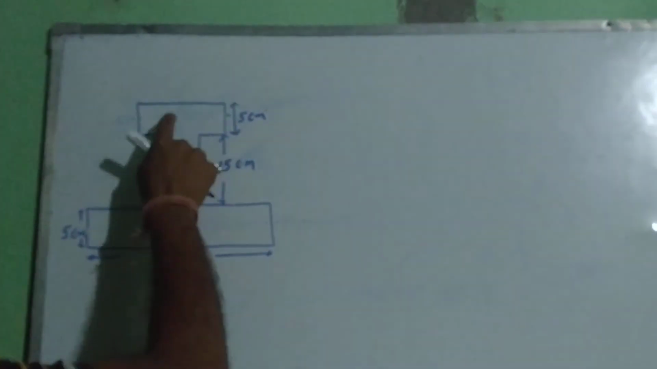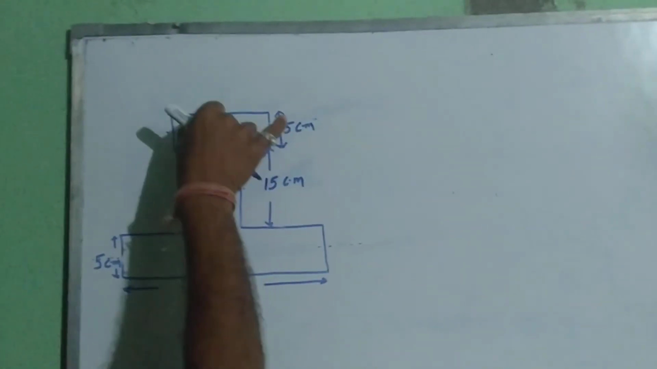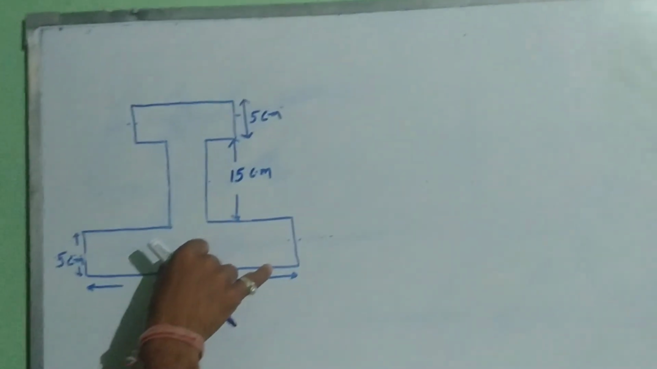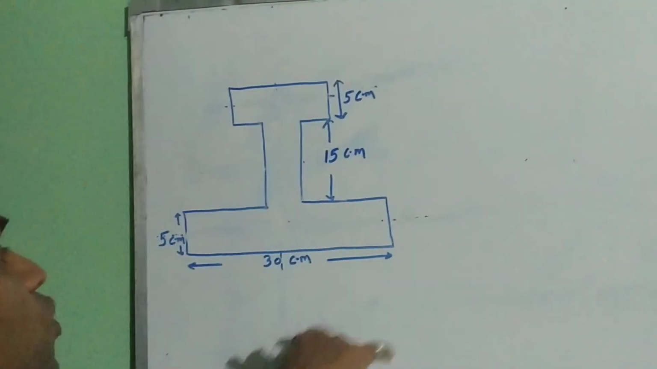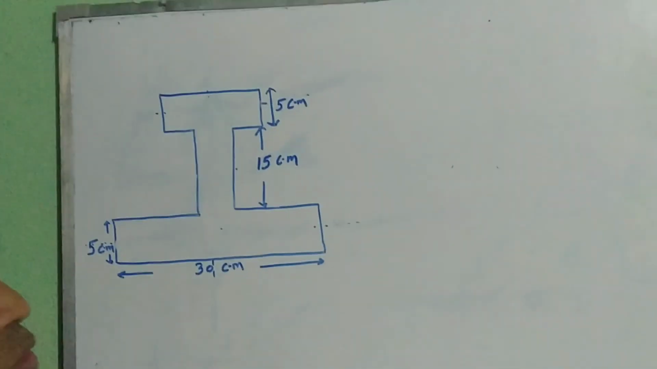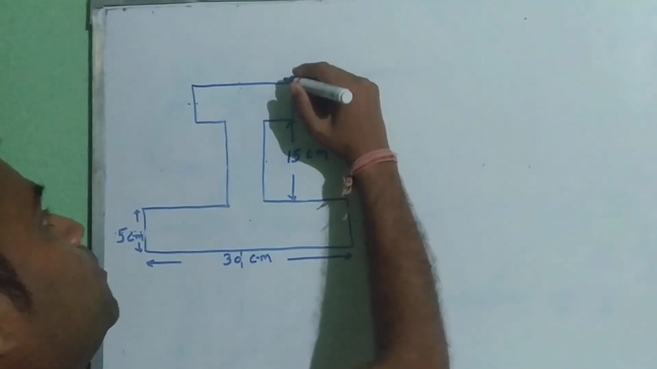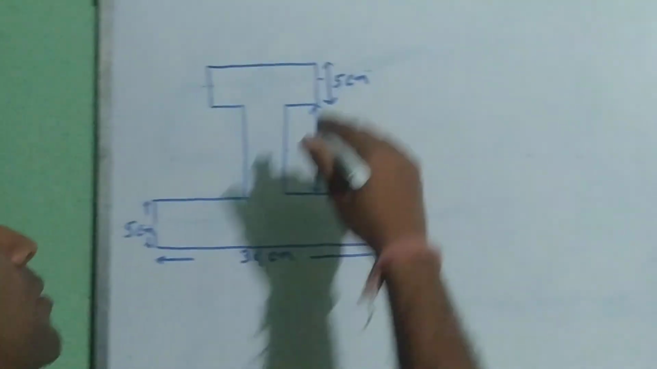Today I am going to find the centroid of an unequal I section. Here there will be three portions. This will be a flange; here are two flanges and one web. So we will have to find the centroid of the I section. For this problem, split the whole system into three parts.